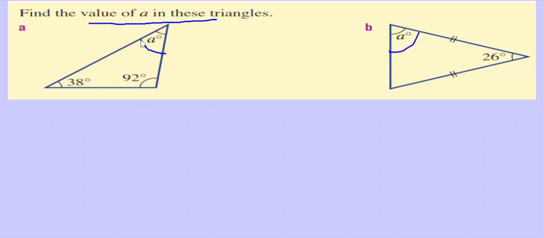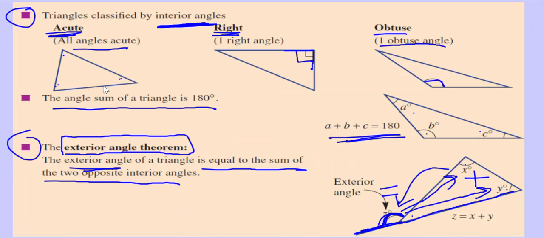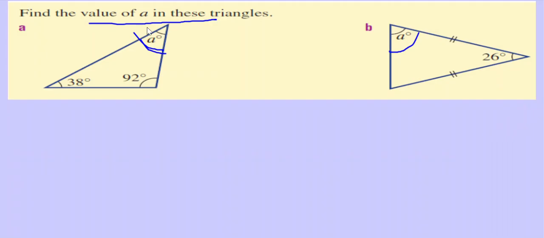All right, to find angle A here is really simple. Here is, I suppose, a scalene triangle, because all the sides look different and all the angles look different. So we use our knowledge that all the interior angles of a triangle add up to 180 degrees.